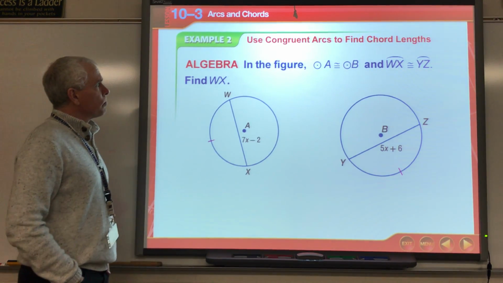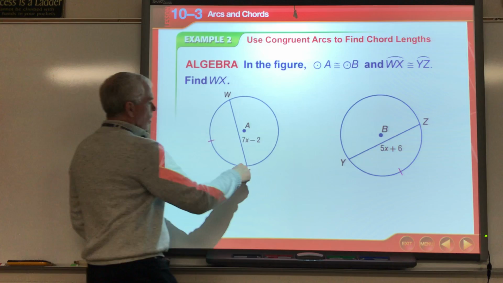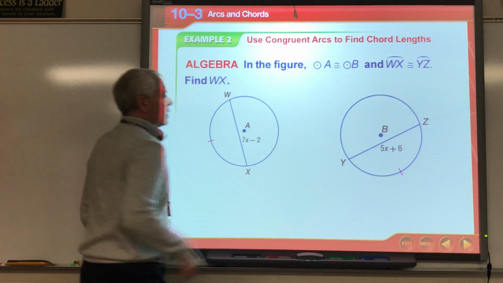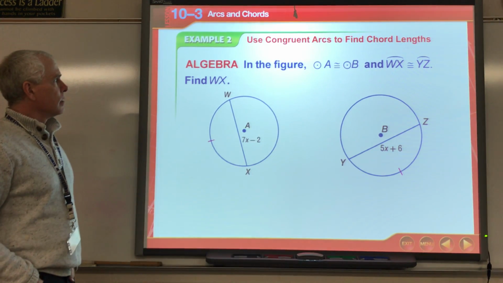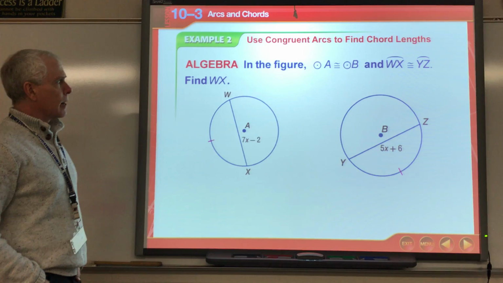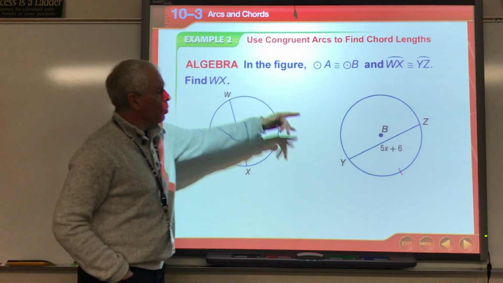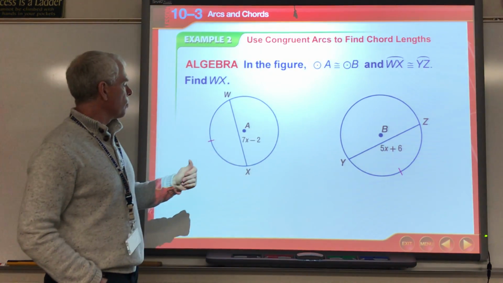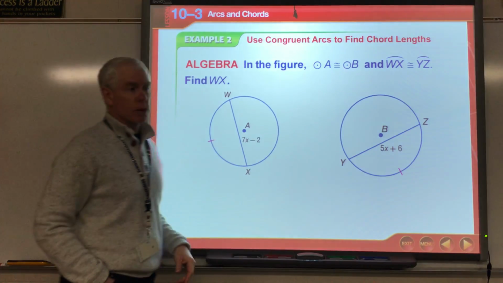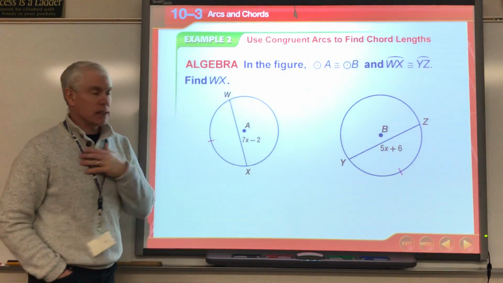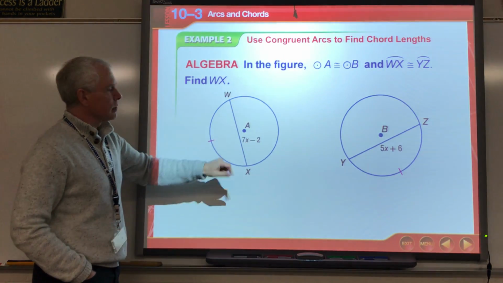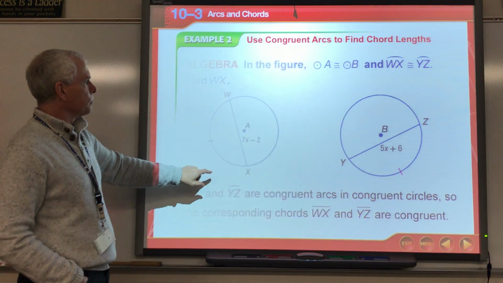Okay, they give you the fact that the arcs are congruent, and so now I'm supposed to find WX, okay? Well, I know that these two chords have to be congruent from that theorem, so I'm going to set those expressions equal to each other. I'm going to solve for x, and then I'm going to plug x back into the 7x minus 2 and see what I get, okay?